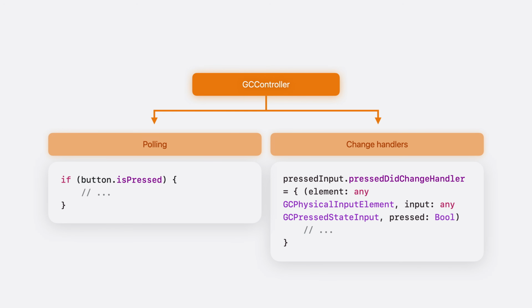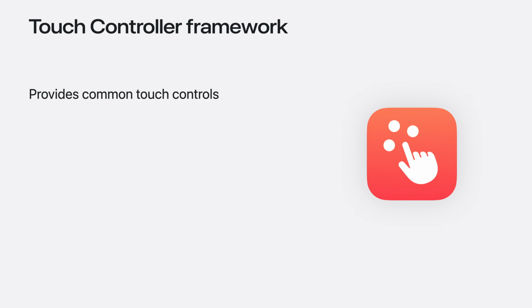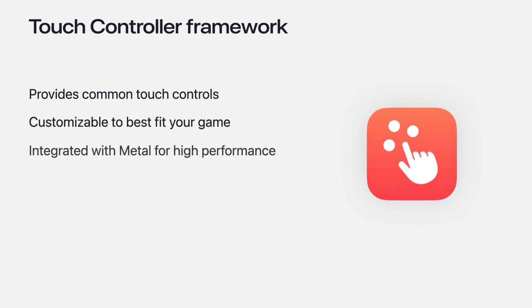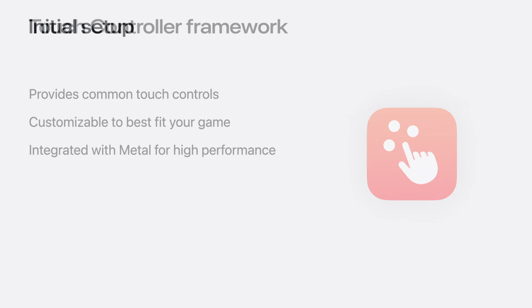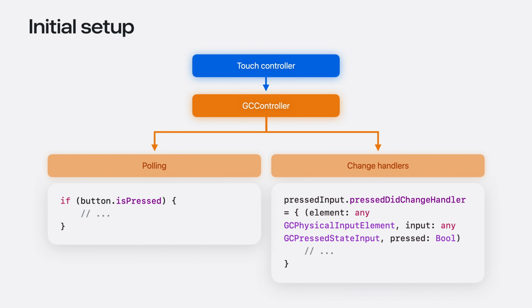And once you've implemented your game logic using GCController, you are ready to add touch controls on top of it using the touch controller framework. The touch controller framework includes a rich set of button types and behaviors to support the most common game inputs. On top of that, each button's appearance can be customized to best fit your game. An API integrates directly with Metal to ensure the highest possible performance. When touch controller is enabled in your game, it shows up as a GCController object. So you can pull its state or set up handlers to listen for input updates, just like any other controller.